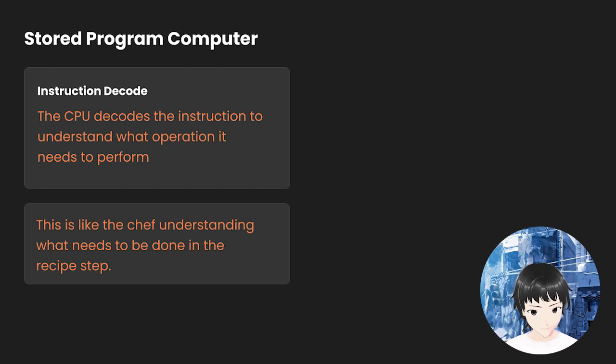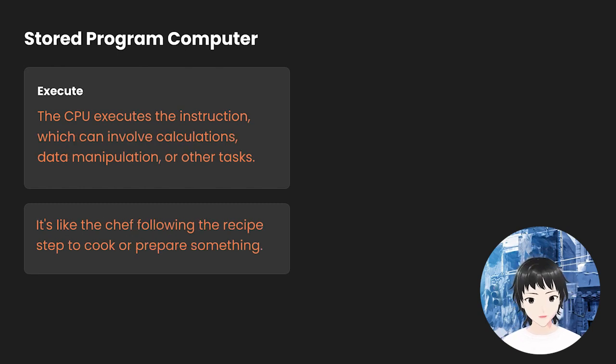it. The next step is obviously execution, to actually perform the task. The CPU executes the instruction, which can involve any calculation, any data manipulation, or any other task. It's like the chef reading the recipe from the recipe book and starting to cook something.